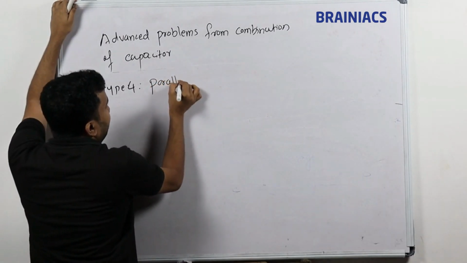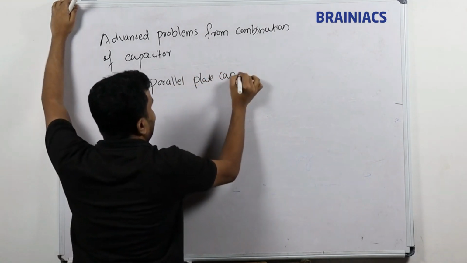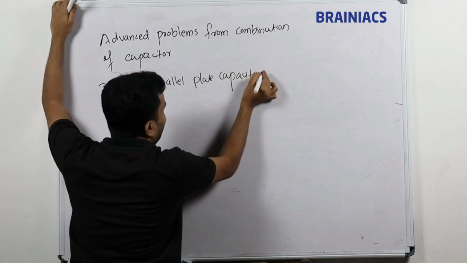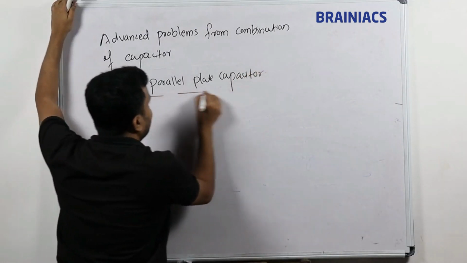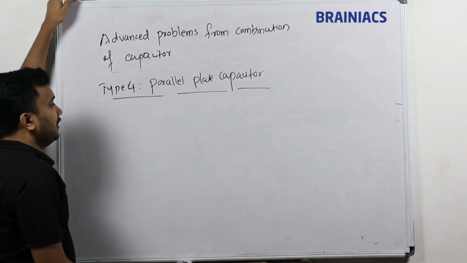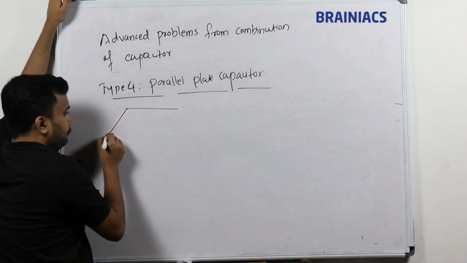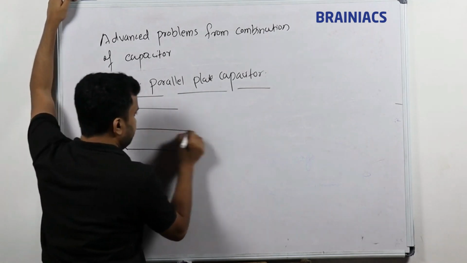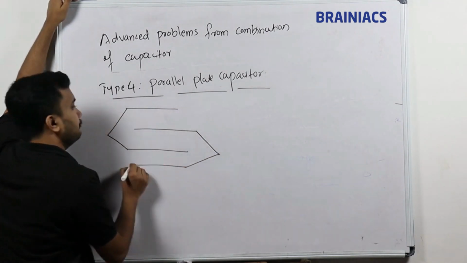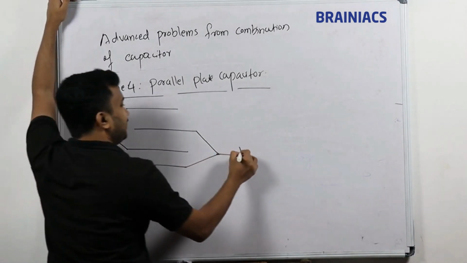Type 4 is the parallel plate capacitor. Don't think, sir, we have already learned the parallel plate capacitor, why are you doing this again? No, that is different. This is different. Let me take an example. Questions will come like this.